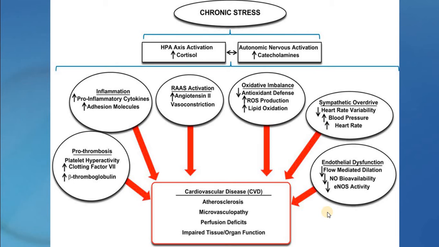So in general, chronic stress affects all of the organs badly, especially by increasing the pro-inflammatory cytokines, which will affect the body, especially the cardiovascular system, which may make the body prone to atherosclerosis, microvasculopathy, perfusion deficiency, and impaired tissue or organ functions.